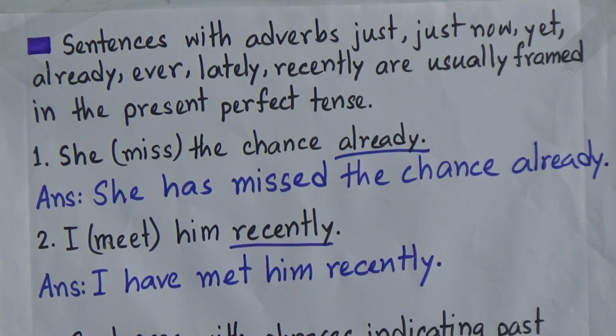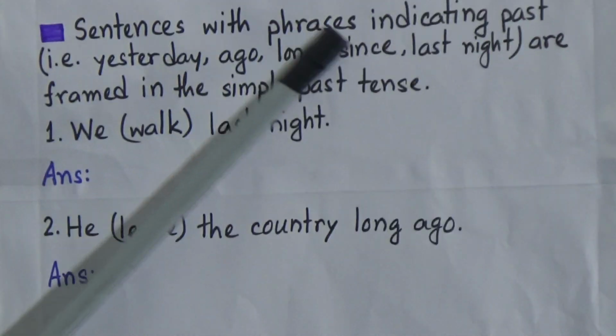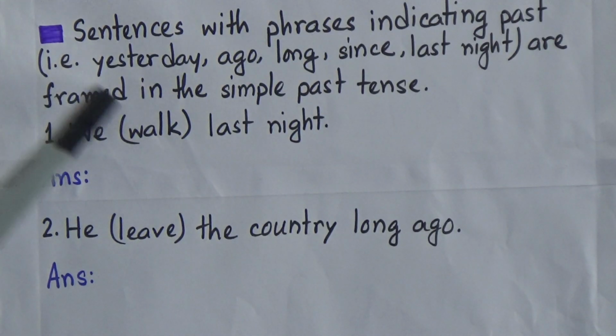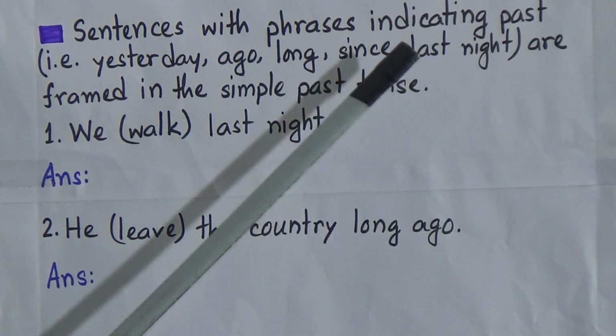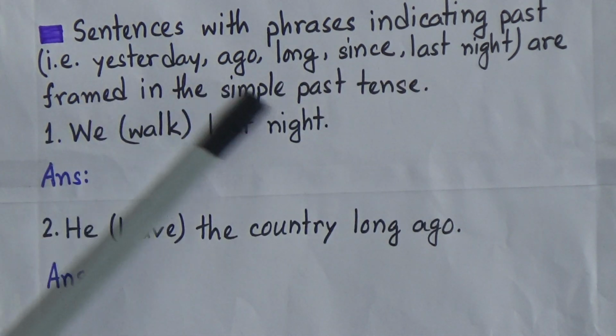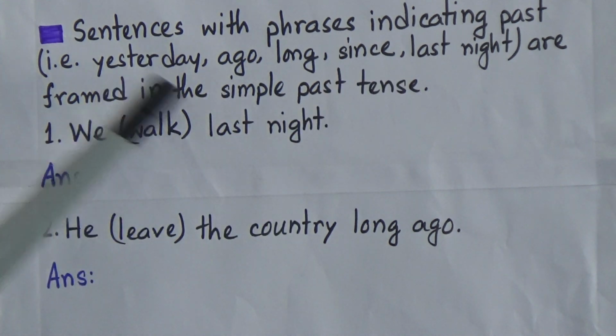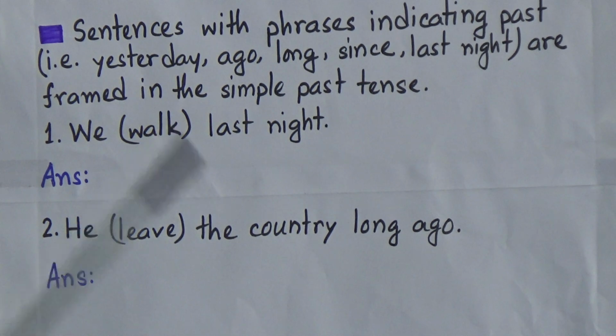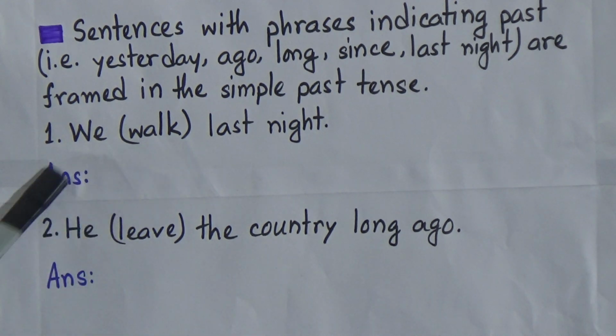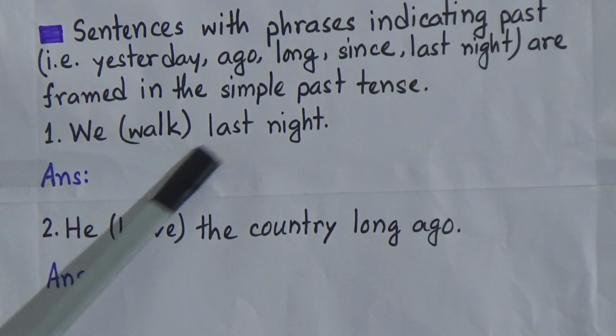Now the next rule: sentences with phrases indicating past, for example yesterday, ago, long ago, last night, are framed in the simple past tense. So if you find words like yesterday, ago, long ago, last night in a sentence, it will be simple past tense or past indefinite tense. Now look at the example: we walked last night.